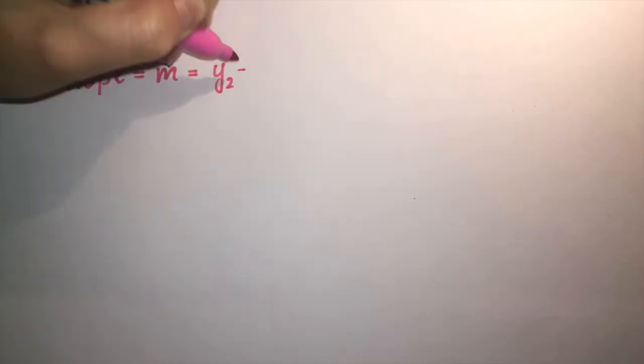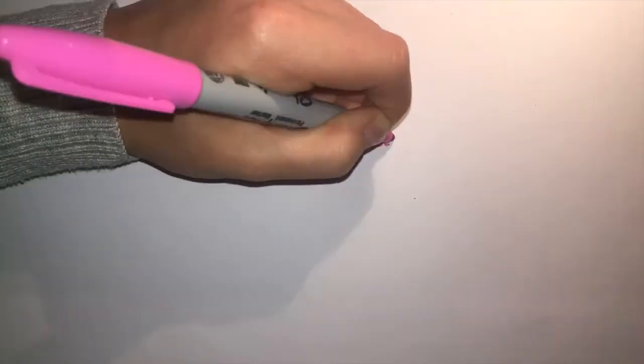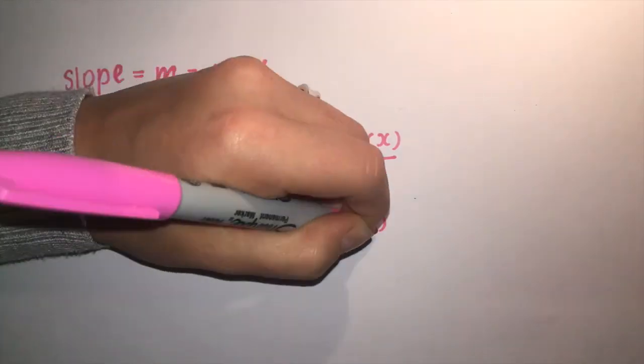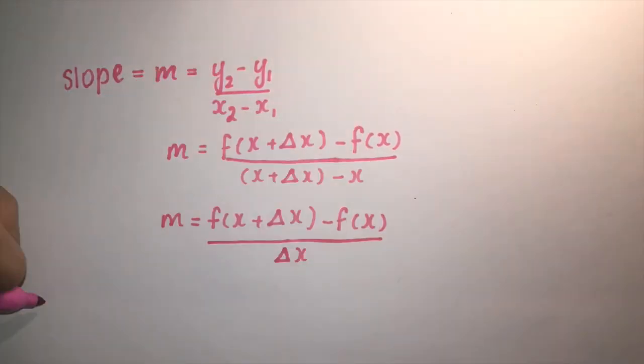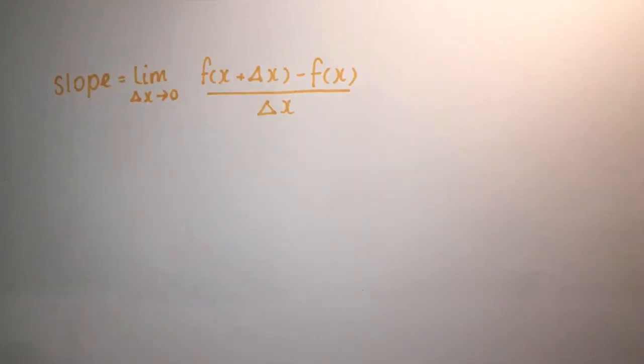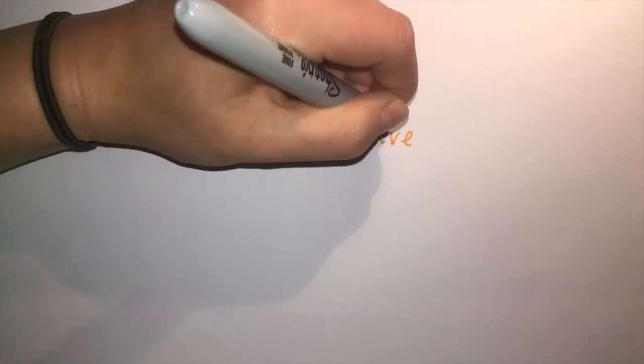We know the slope m is equal to the change in y over the change in x. We can rewrite y as a function of x, with y2 being a function of the change in x. Using Cauchy's definition of a limit, we can think of the slope as being equal to y2 as a function of the change in x, minus y1 as a function of x, divided by the change in x as the change in x approaches 0. This is the definition of the derivative.